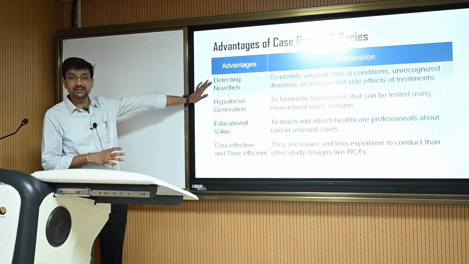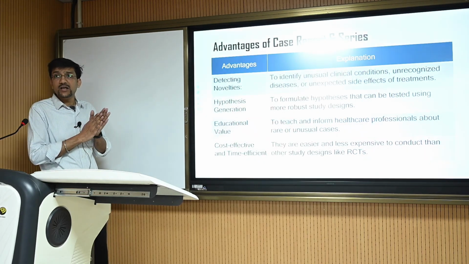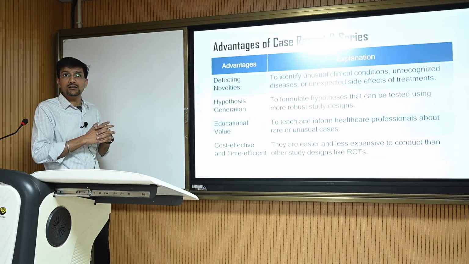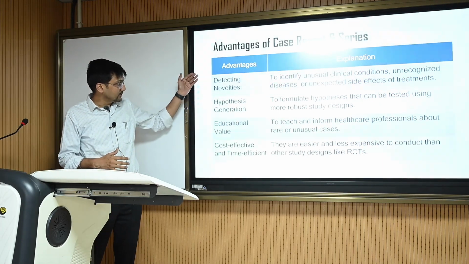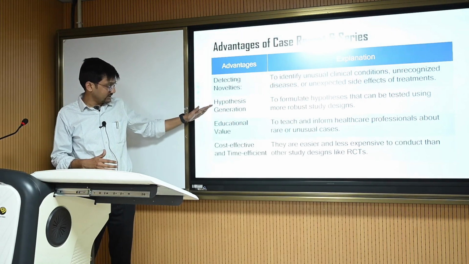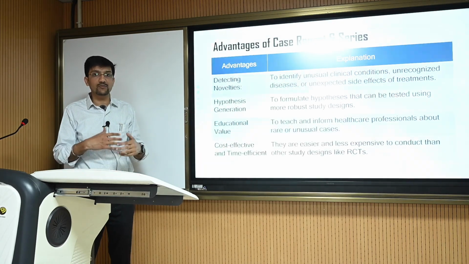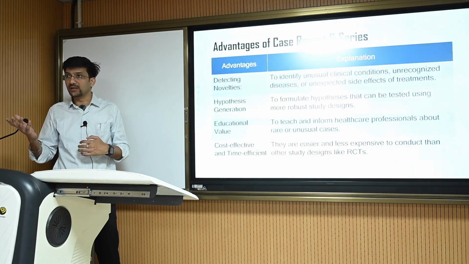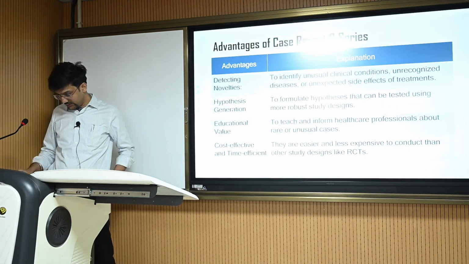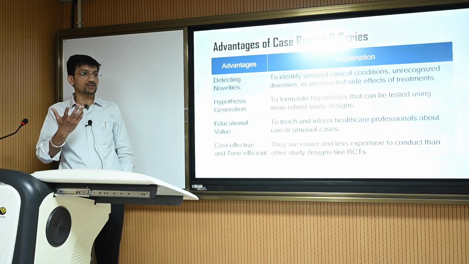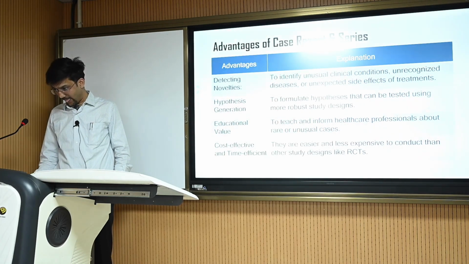The first is detecting novelty. If it is a rare disease, then maybe it is difficult to do a cohort study for that, but this is easier. You can detect novel diseases, generate hypotheses, and it has educational value. We publish it and tell other people that this kind of presentation is possible. It is also cost effective and time effective, because you just have to deal with a single case or maybe 10-15 cases.